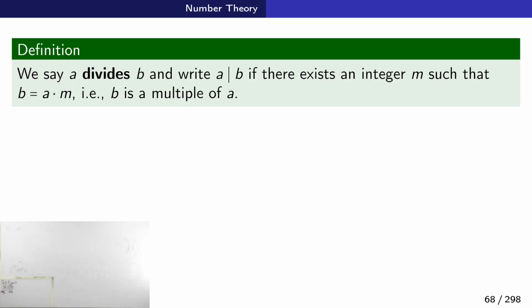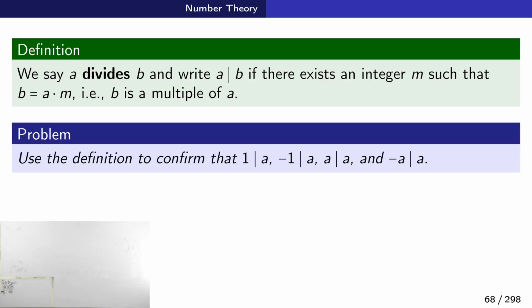Sweet. So we're going to use this definition just to confirm a few things. First, we're going to confirm that 1 divides A. This is very clear because A is equal to 1 times A, and A is an integer. Okay. And then we have -1 divides A. So we have A is equal to -1 times -A. Well, this is just A. It works, okay?